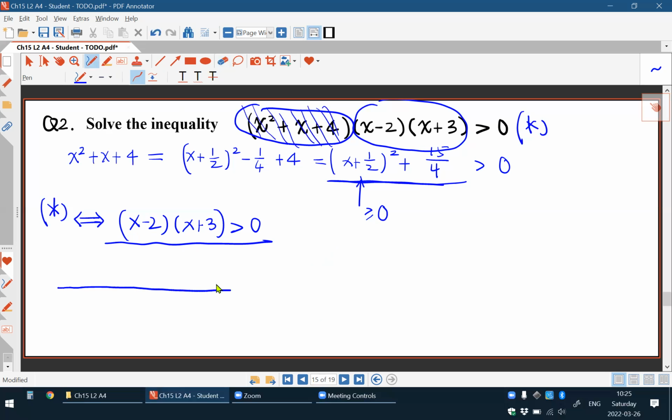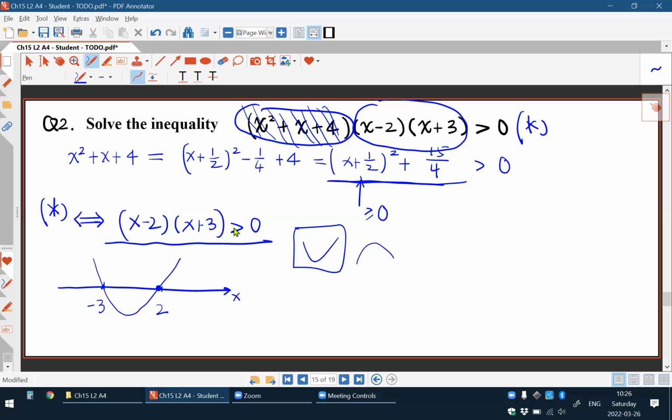First of all, what's the direction of opening? Can you tell that? Direction of opening. This way or this way? Opening up, right? Because the leading coefficient is positive, so it opens up. Then how many zeros are there? 2, right? One of them is -3 and the other one is 2, right? And we know it's opening up, so it must have a sketch like this. So this is just its sketch.